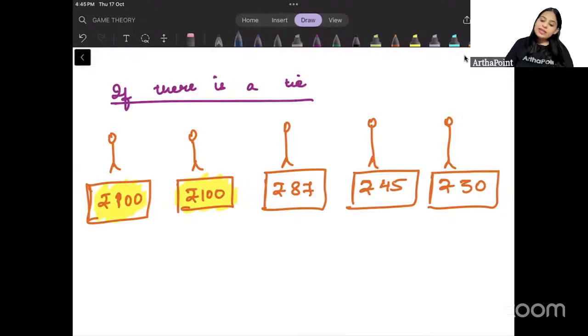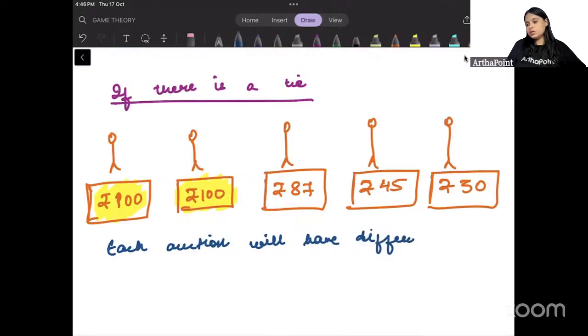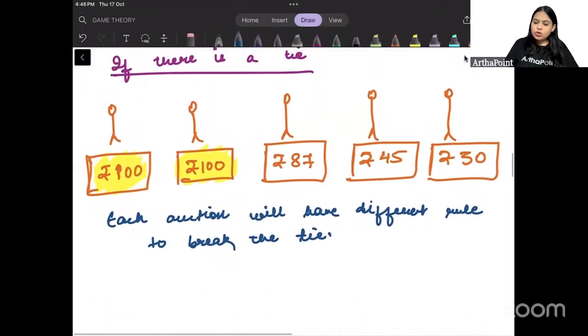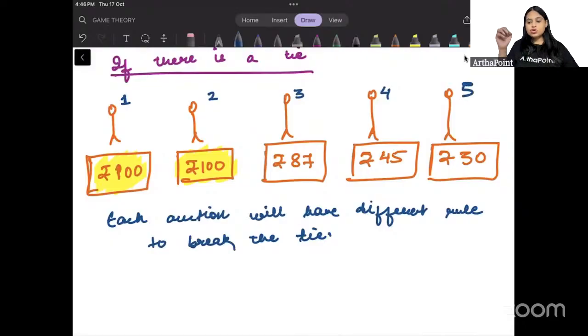Whenever there is a tie, each auction will have a different rule to break the tie. हर auction का एक अलग rule है. So suppose this auction says कि, if you have the same bidding, अगर सबका bidding same है, तो मैं आप लोग का position देखूंगा. That, you know, this is position number 1, position 2, position 3, position 4, position 5. Position means maybe आपका envelope number, कि envelope पे मैंने आपको 1 दिया है, 2 दिया है, 3 दिया है, right? So I will see your position.